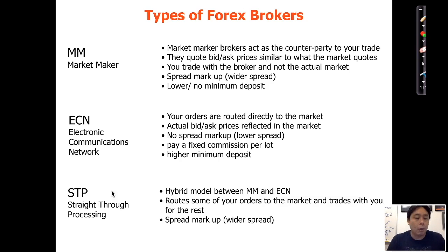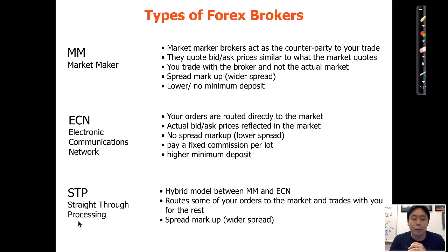Okay. Now, what are STP brokers? STP stands for straight through processing, and STP is kind of like a hybrid between market maker and ECN. It's kind of like combining both of them, right? It's a hybrid model between MM and ECN. So with STP brokers, when you trade with the broker, some of your orders they route directly to the market, and some of them they will trade against you.